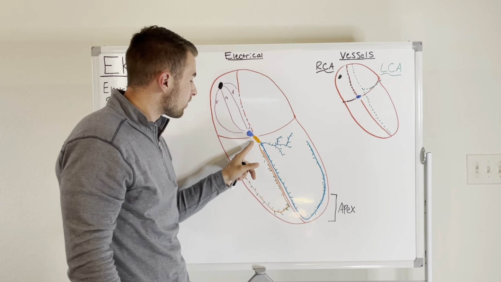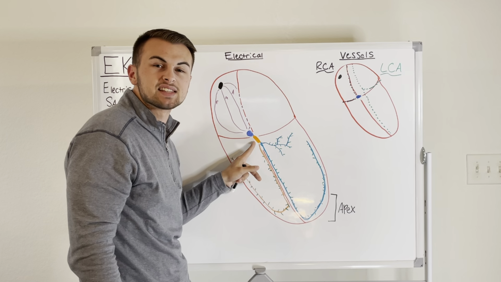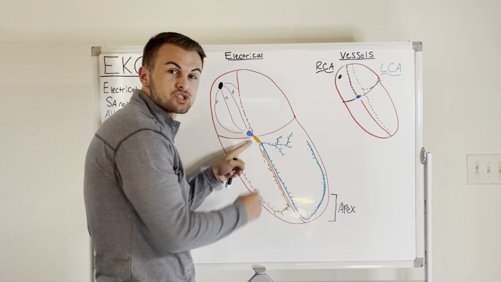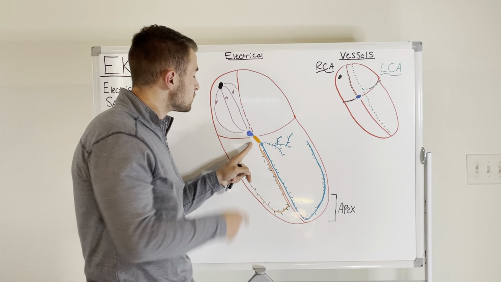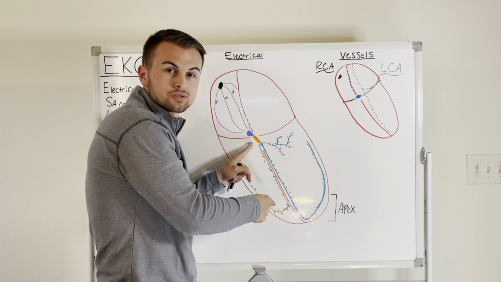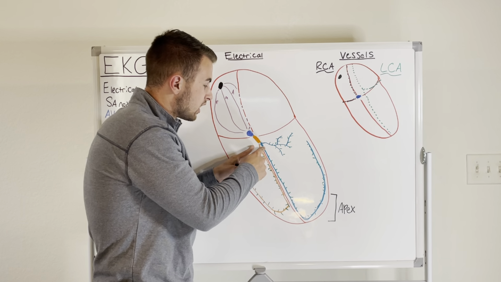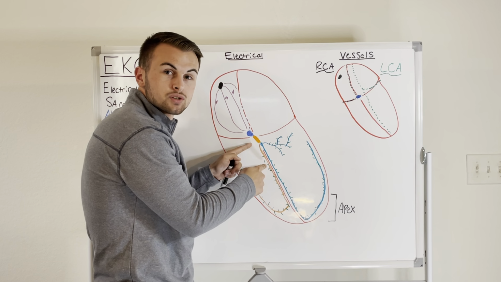Next, we have the bundle of His here in orange. It connects the AV node to the right and left bundle branches. It is the only connection pathway between the atria and the ventricles. The bundle of His breaks into the left bundle branch and the right bundle branch.